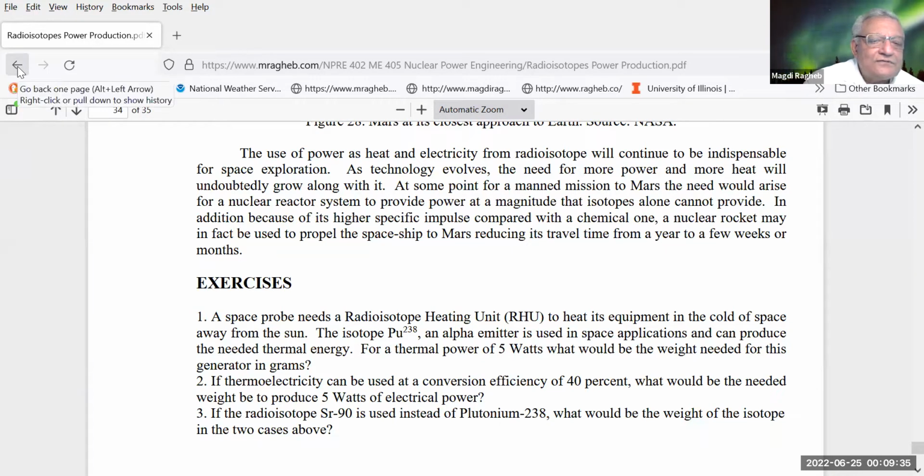All right, so that is for the chapter on using radioactive isotopes for power production in space exploration. I'll go to the chat room, accept questions before I start on the next chapter.